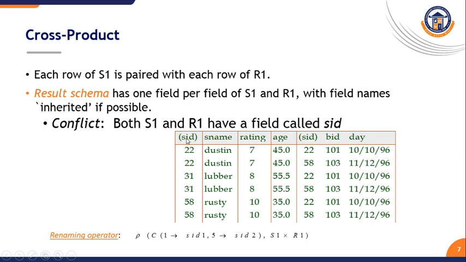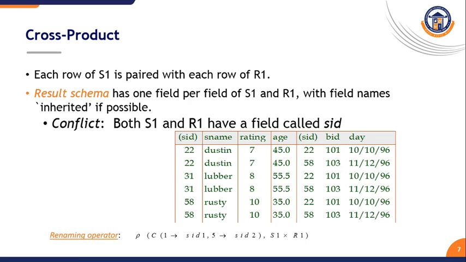We already know that if we have a field with the same name while combining the two relations, we have to rename the particular attribute. This will create confusion, so we use a renaming operator to solve this.